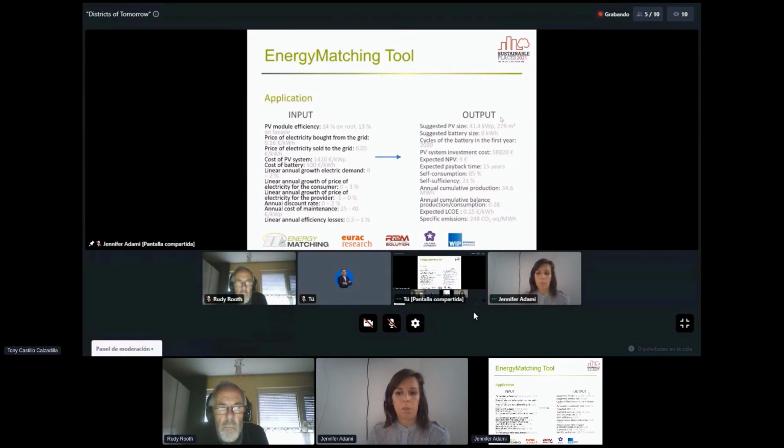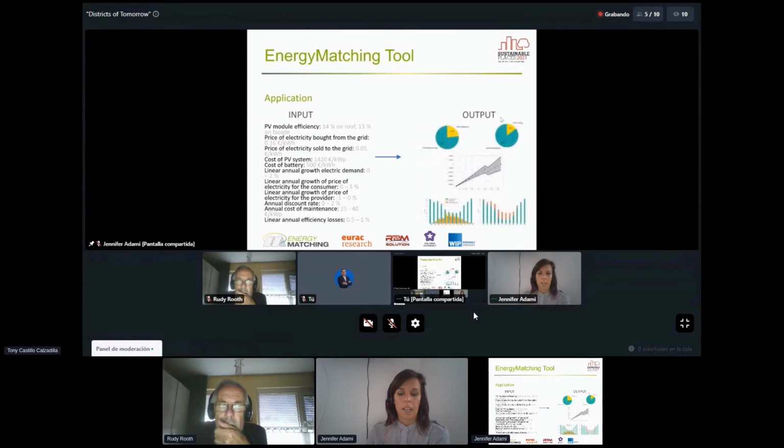Then other indicators, calculated hourly, that are the self-consumption and self-sufficiency, which consider just the energy that is produced and directly consumed in the building, so not passing through the grid. Then there is the annual cumulative production, the balance between production and consumption, and then the levelized cost of electricity and the specific emissions of CO2. And then we have also some charts.